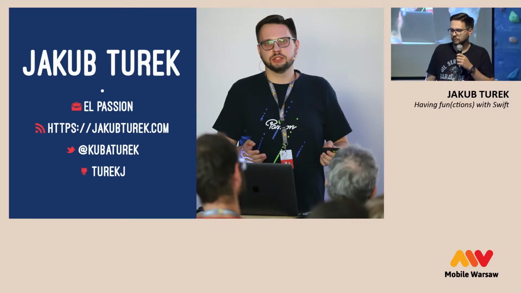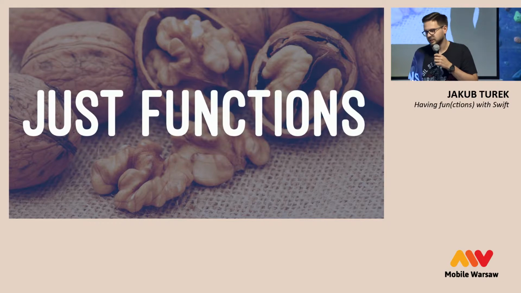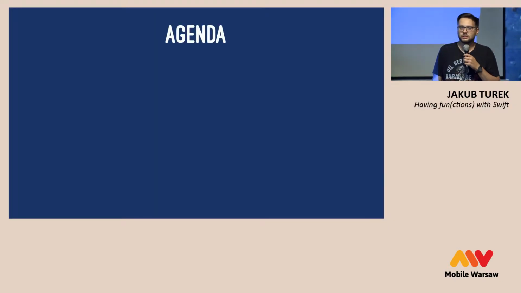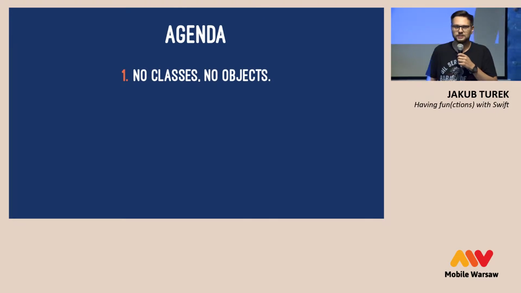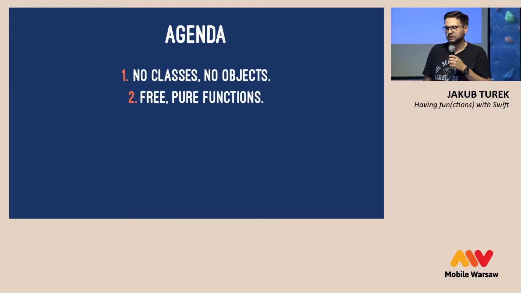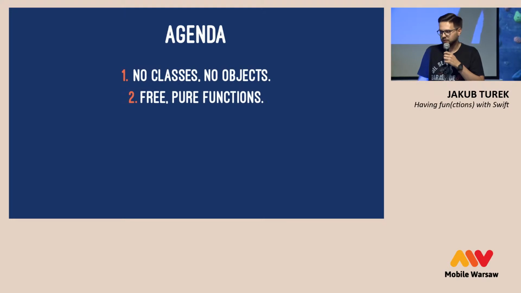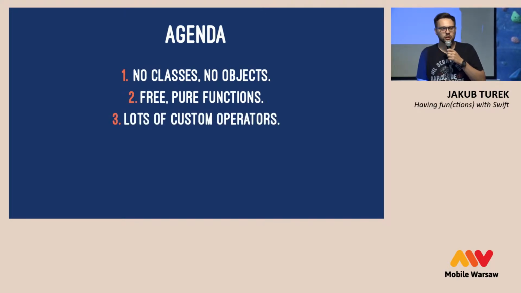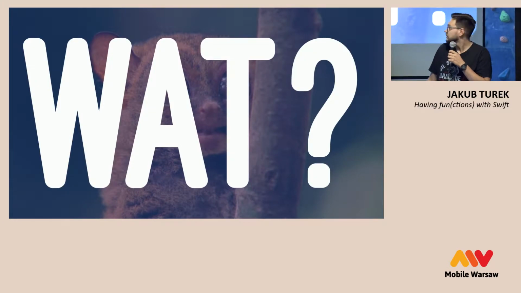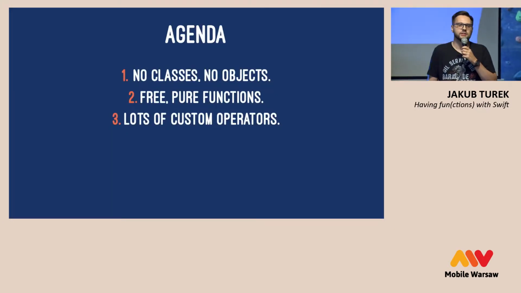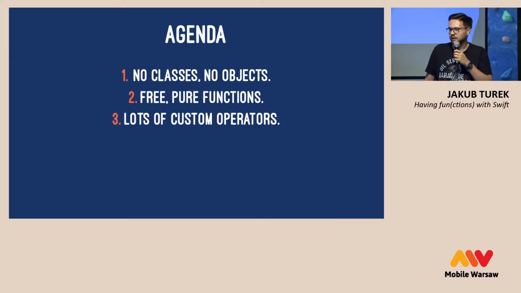And tonight I'm going to go nuts with just functions. So the agenda for the talk would be to, first of all, remove all the classes and objects from the code, then use free and pure functions everywhere, and introduce a lot of custom operators. And if you're like, what? Then yeah, this is the agenda for tonight's talk. Actually, I'm going to show you how to use just free, pure functions for your Swift code.